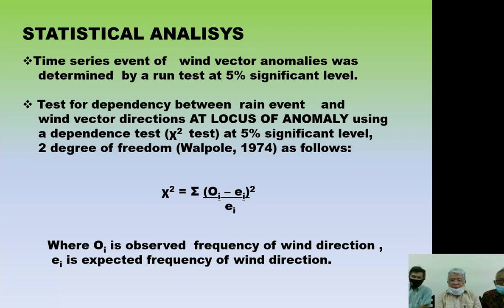The test for dependency between rain event and wind vector directions at locus of anomaly used an independence test, chi-square test, at 5% significance level, 2 degrees of freedom according to Walpole 1974, and formulated as follows. Chi-square is the sum of observed frequency of wind direction minus expected frequency of wind direction squared and divided by expected frequency of wind direction.